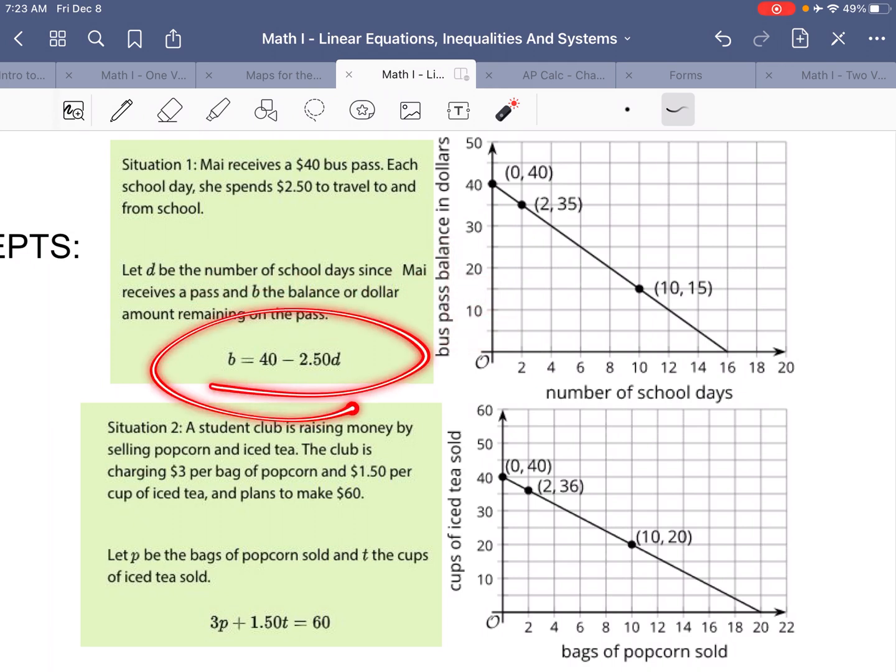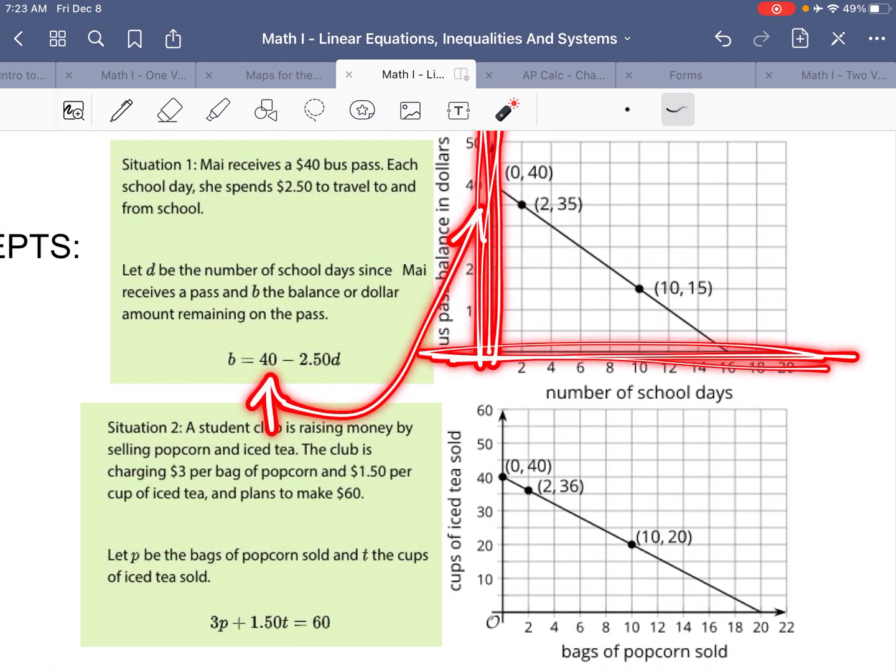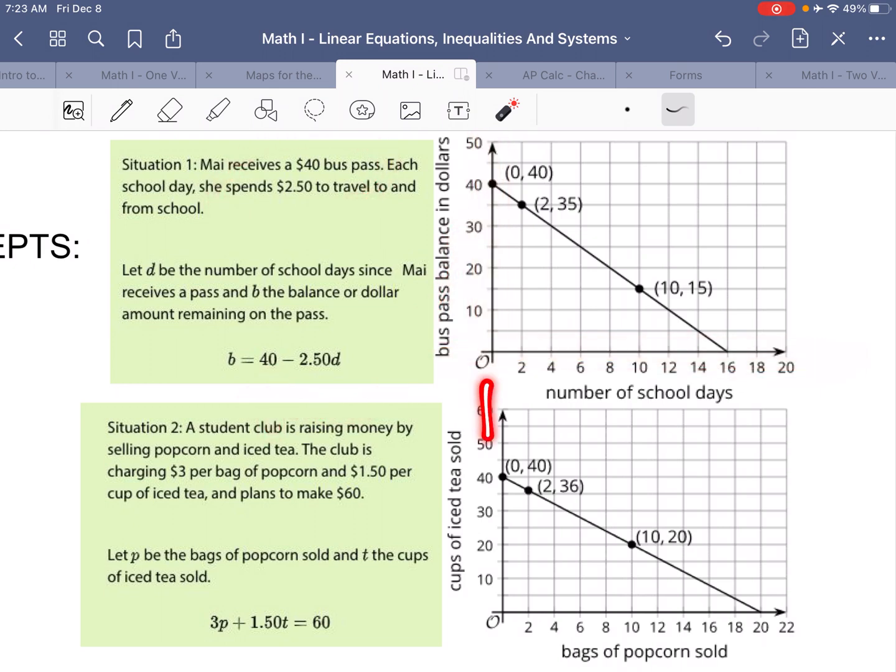So if you take a look at this, the number that doesn't have a variable is our y-intercept, which we can clearly see over here. Now that makes sense, because if this is the number of dollars that she has and this is the number of days, obviously, if she starts with $40, we would expect that the amount of money that she has at day 0 is $40.